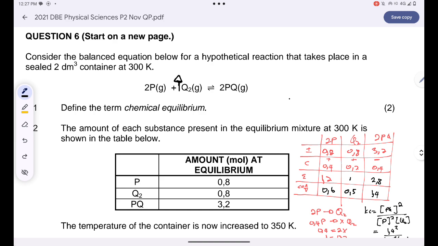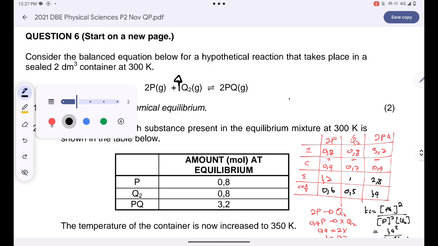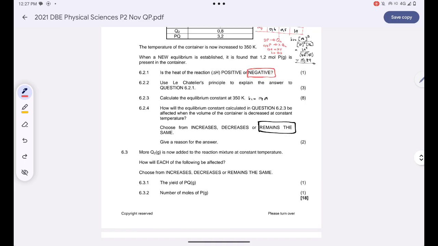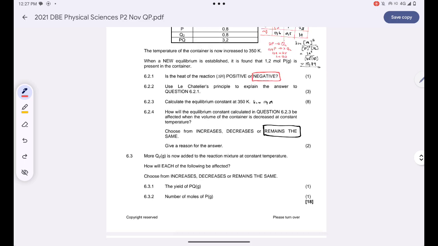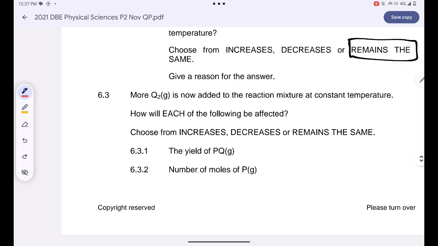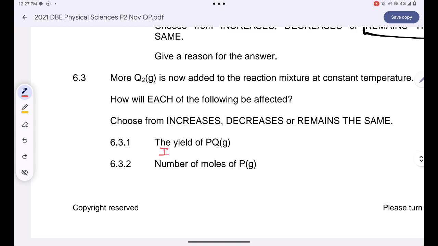Le Chatelier's principle, guys, will favor the reaction that will try to decrease Q2. But for me to decrease the amount of Q2, that means I just need to favor the forward reaction. I must use up Q2 for it to decrease. Are you together? And if I favor the forward reaction, that means I'm using my reactants and I'm forming my products. So what was the question saying? How will an increase in Q2 affect the yield? The yield will increase, guys. The product will simply increase.